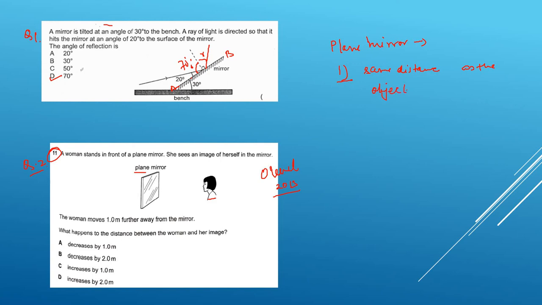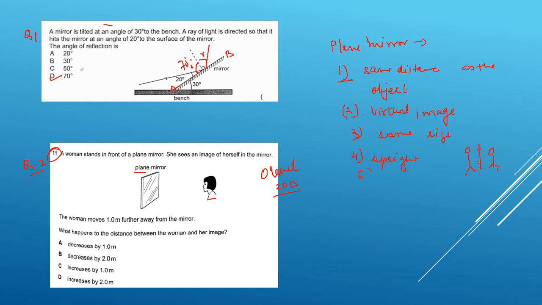Next, it will always form a virtual image. Can you catch your image on the mirror? No, right? So these are the properties of the image formed by the plane mirror. Second thing, same size as the object. When we see our image, it is the same size as we are. Fourth, it is an upright image. Upright means if our head is here, I will see the image like this. Head will be here, the leg is here. So in the same way.